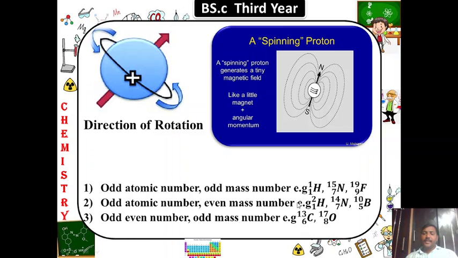But C13 is also one of them. This is 6C13, which is also used in C13 NMR spectroscopy.